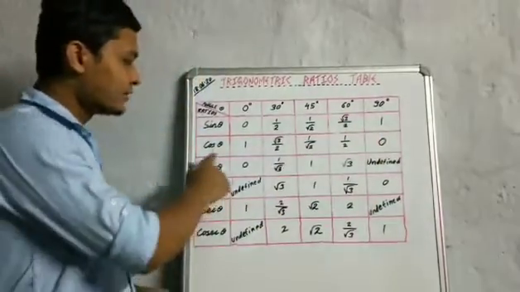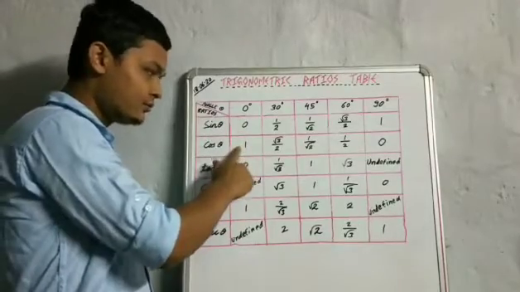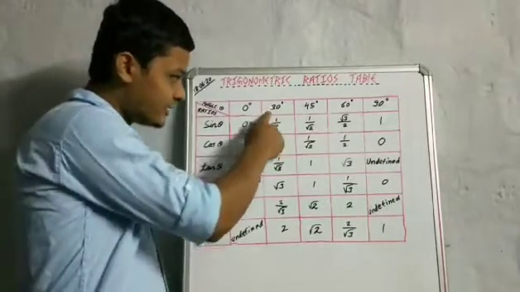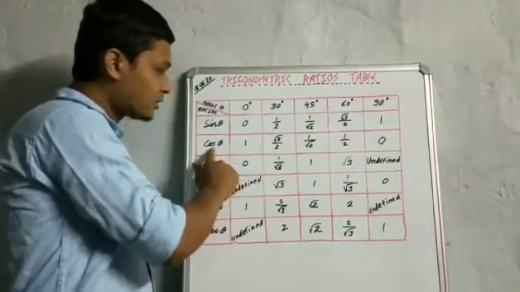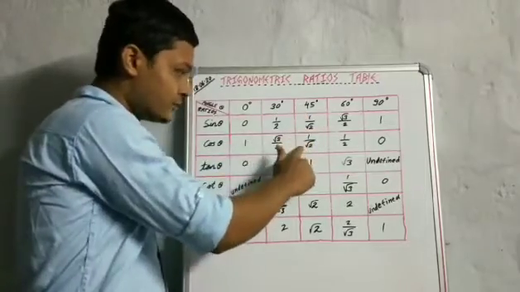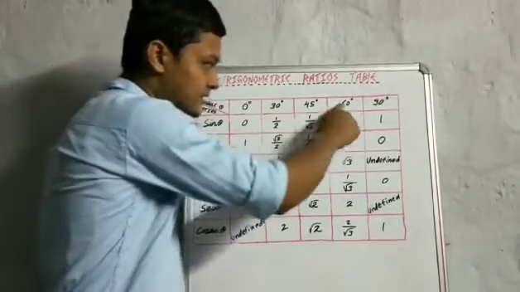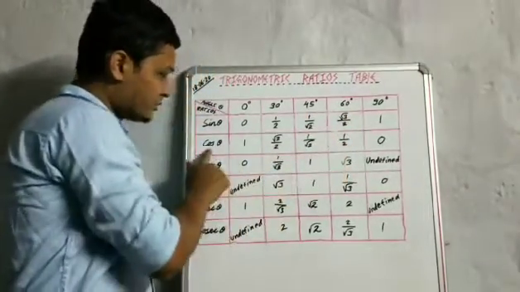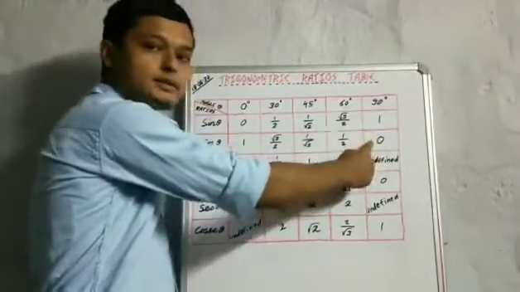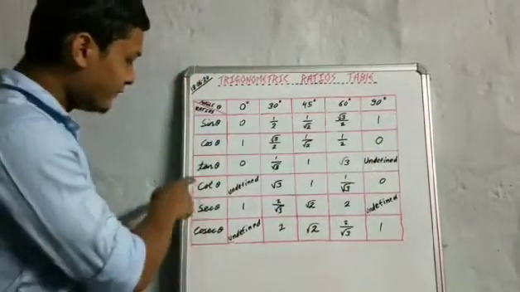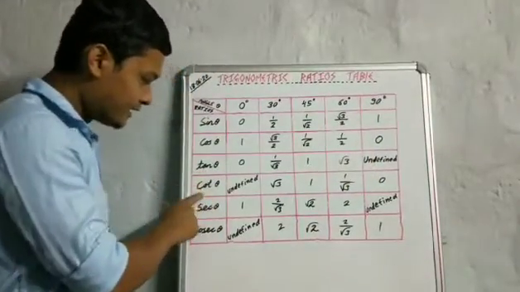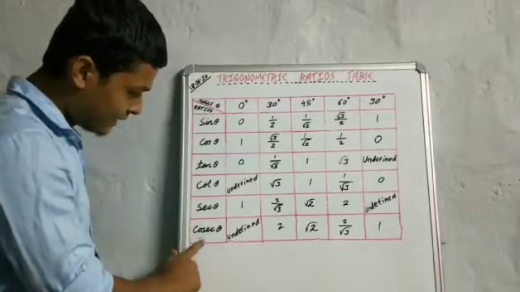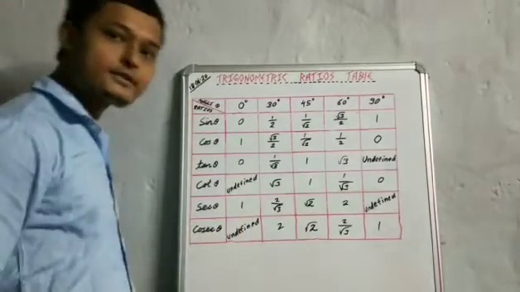In the same way, cos of angle 0 degree is 1, cos of angle 30 degree is root 3 by 2, cos of angle 45 degree is 1 by root 2, cos of angle 60 degree is 1 by 2, cos of angle 90 degree is 0. In the same way, values for tan theta, cot theta, sec theta and cosec theta are of the same type.